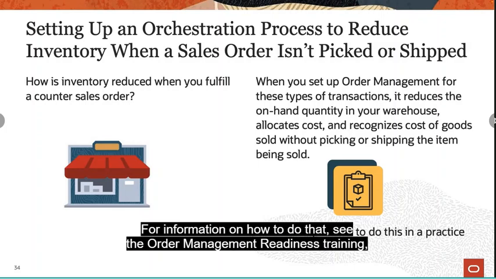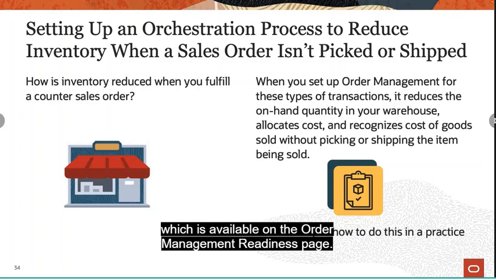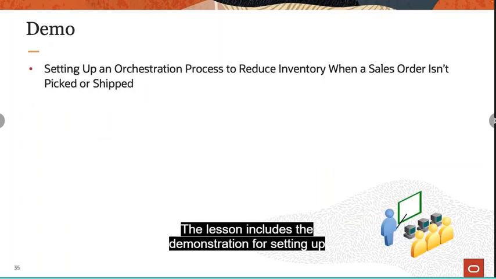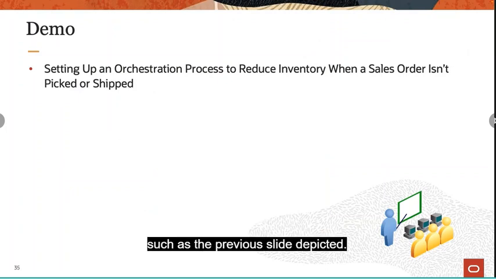For information on how to do that, see the Order Management Readiness training, which is available on the Order Management Readiness page. For convenience, the link has been provided in your student guide. The lesson includes a demonstration for setting up an orchestration process which reduces inventory when the sales order isn't picked or shipped, such as the previous slide depicted.